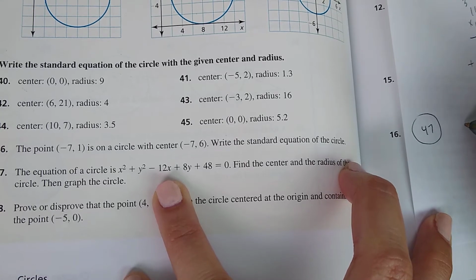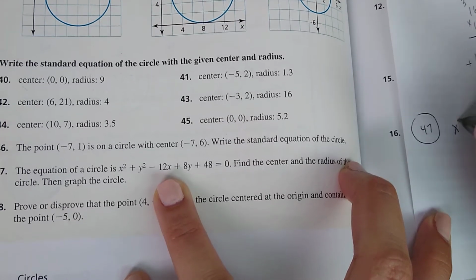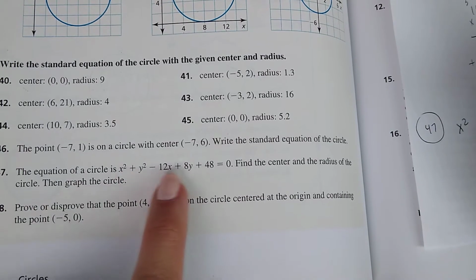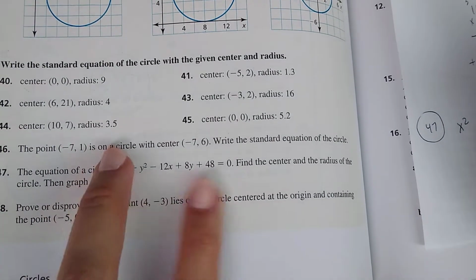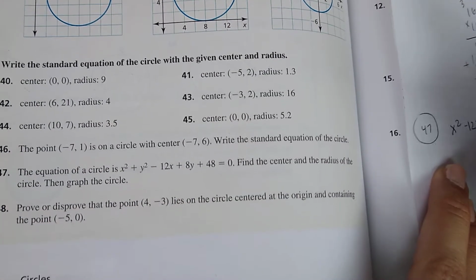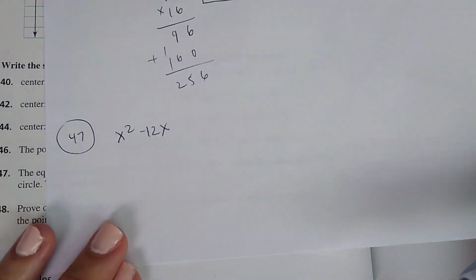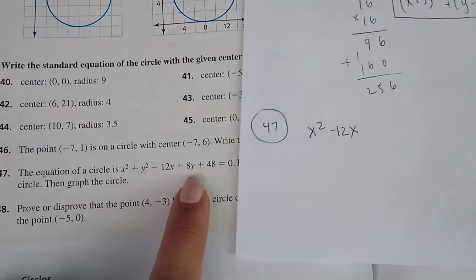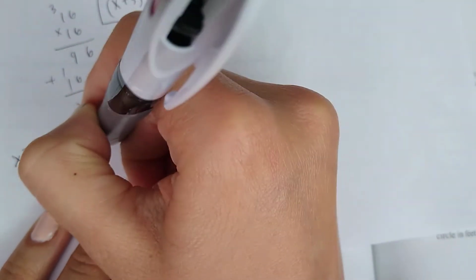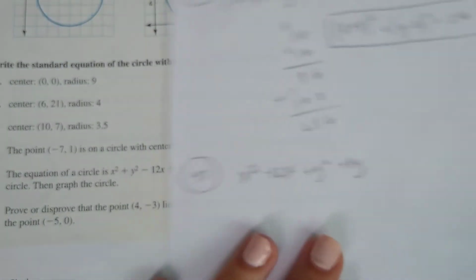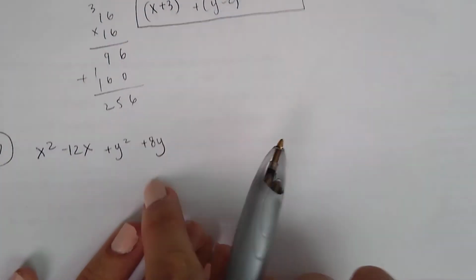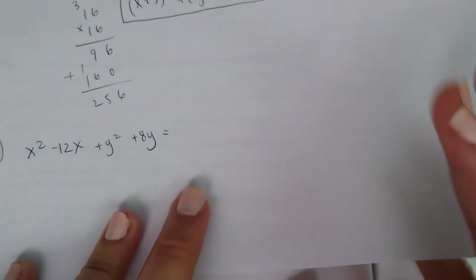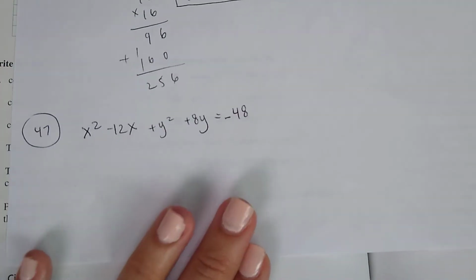So let's see. I'm going to go ahead and just rewrite. I'm going to go ahead and combine all the like variables in one side. So x squared minus 12x plus y squared plus 8y plus 48. Actually, I'm going to go ahead and move the 48 over to the other side. So if I'm subtracting 48, it's going to be negative 48. Just like that.